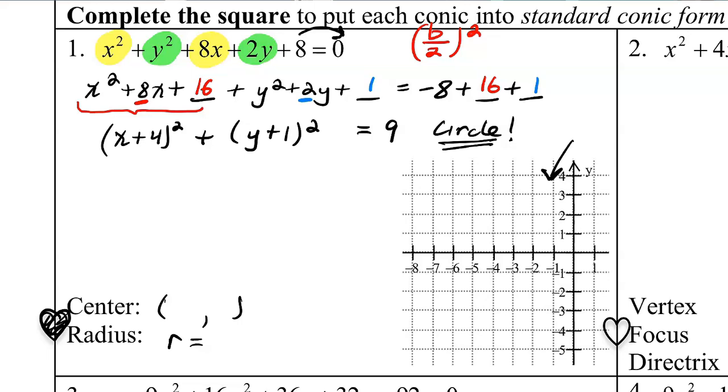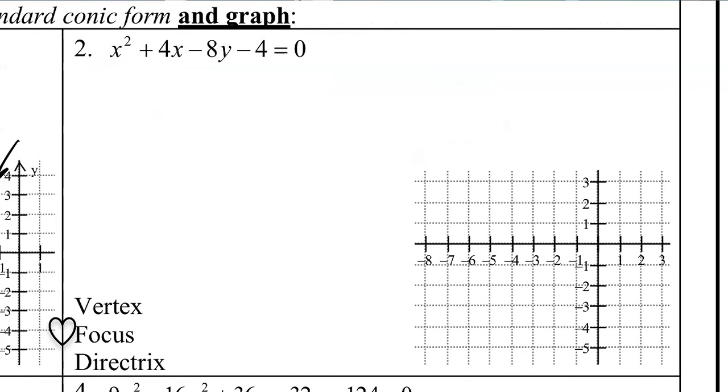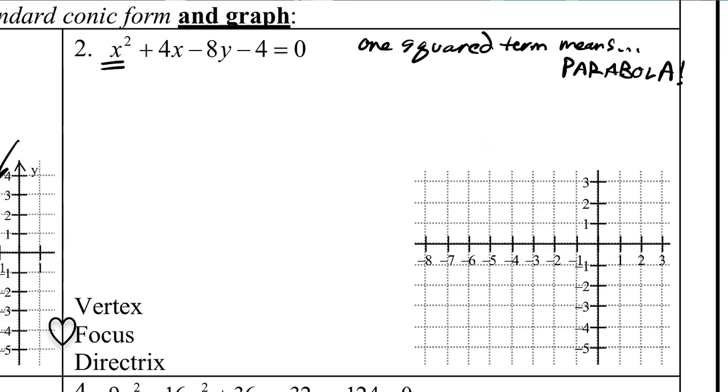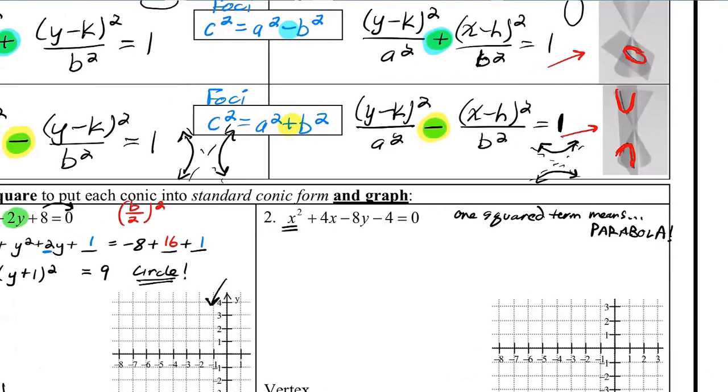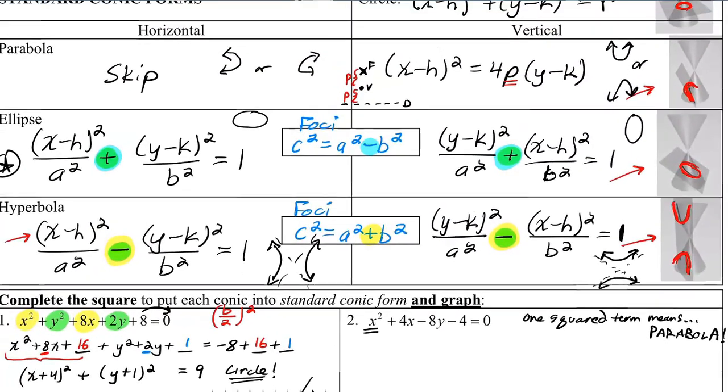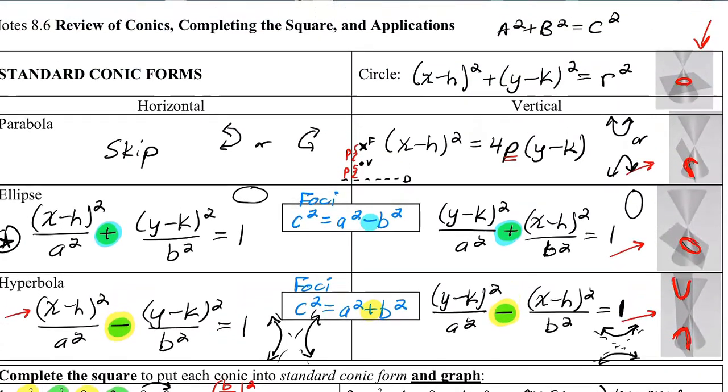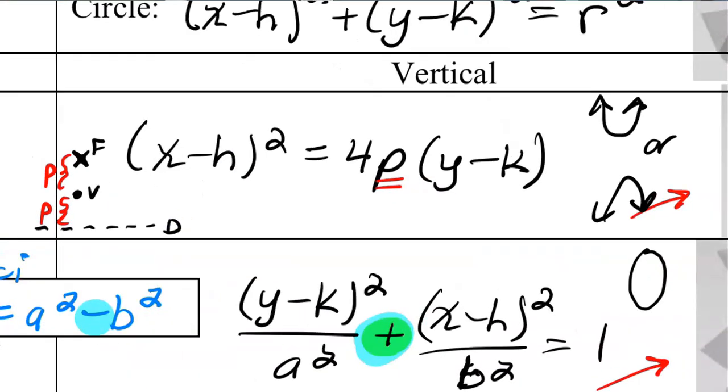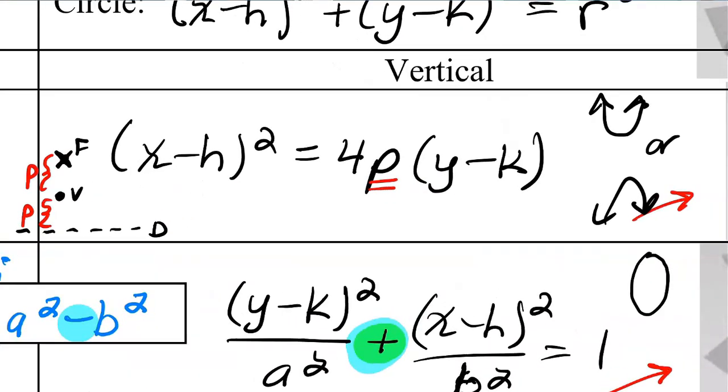Let's look at number 2 now. Again, we're going to complete the square. And probably the most important observation is notice we only have one squared term. Having only one squared term means the conic section is going to be a parabola. That's the only conic section that we have with only one squared term. Looking back up here, a hyperbola has an x squared and a y squared, an ellipse has an x squared and a y squared, a circle does, but this one, the parabola, is the only one that has only one squared term. The other does not have a squared on it. It's just raised to the 1.